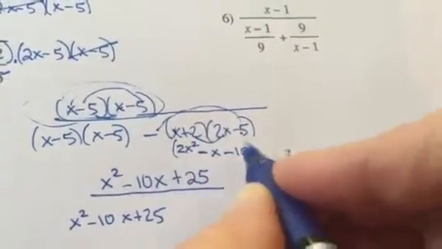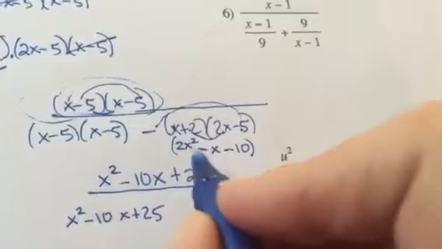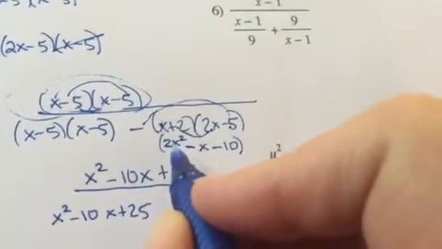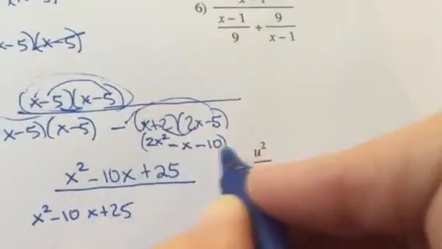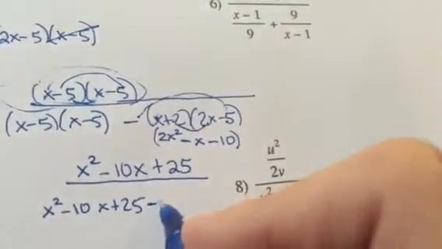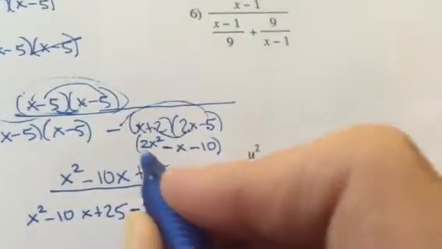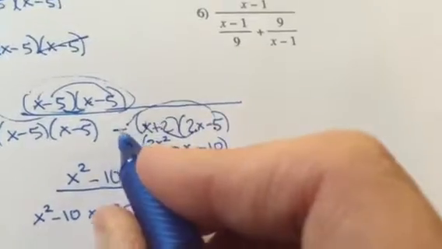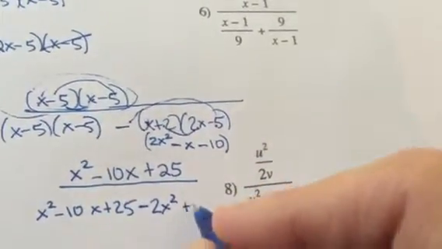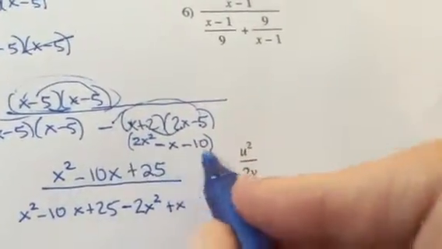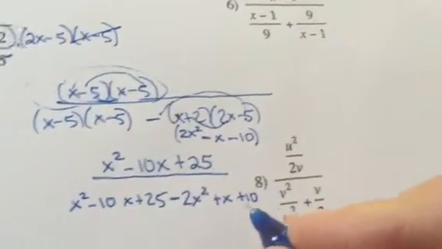But here's what you got to be careful with. You're subtracting all of this, not just the first term. So you have to distribute this minus sign in, which is going to change all your signs. So you're going to get negative 2x squared, and a negative negative x is plus x, and a negative negative 10 is a plus 10. Ugh.